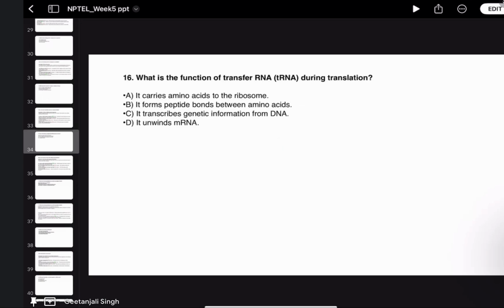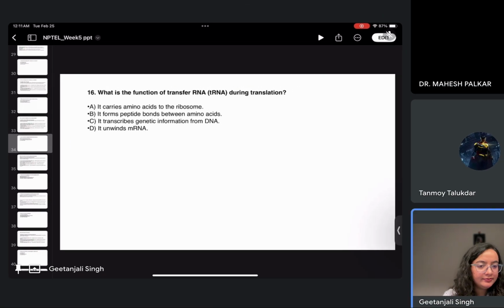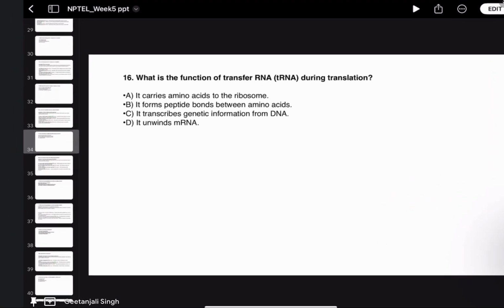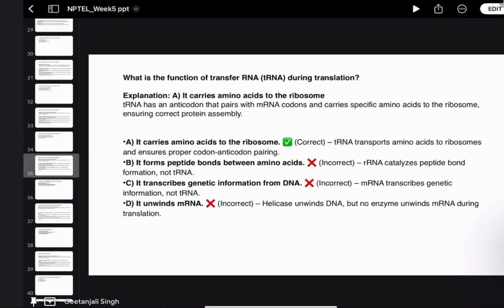What is the function of tRNA during translation? A. It carries amino acids to the ribosome. B. It forms peptide bonds between amino acids. C. It transcribes genetic information from DNA. Or D. It unwinds mRNA. Yes, again, both of you are correct. It carries amino acids to the ribosome. tRNA has an anticodon that pairs with mRNA codons and carries a specific amino acid to the ribosome, ensuring correct protein assembly.